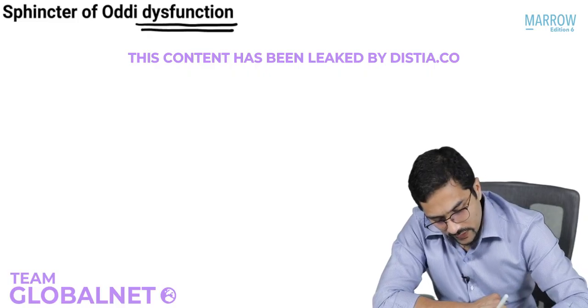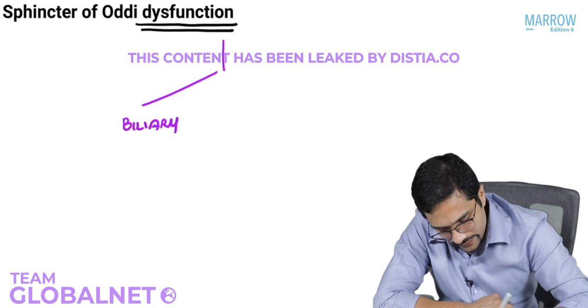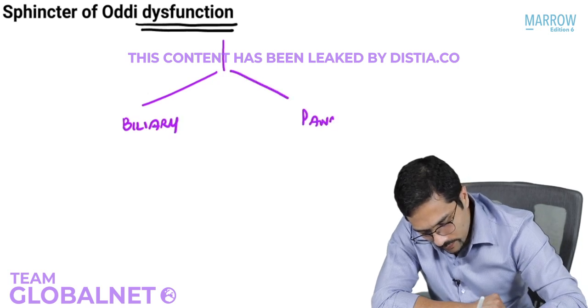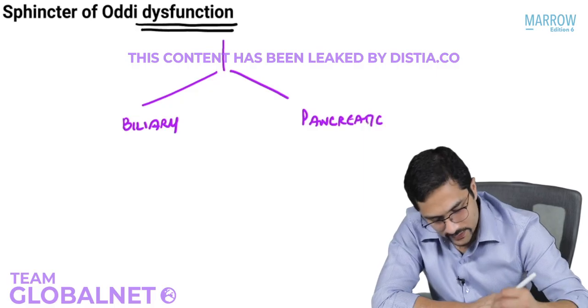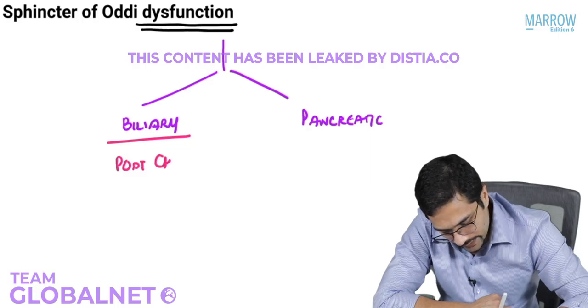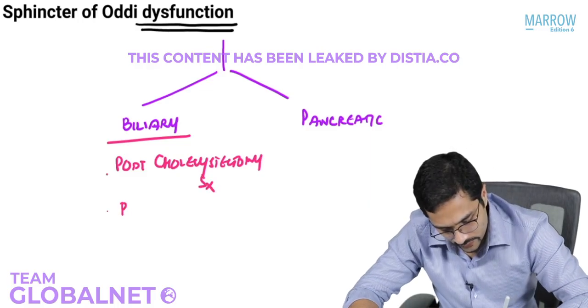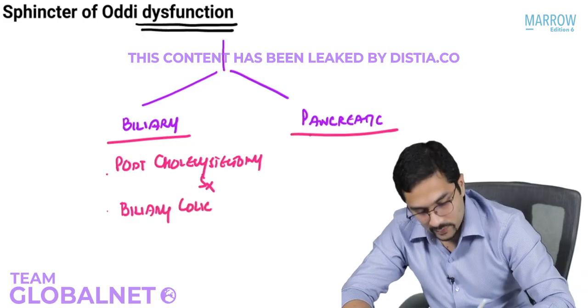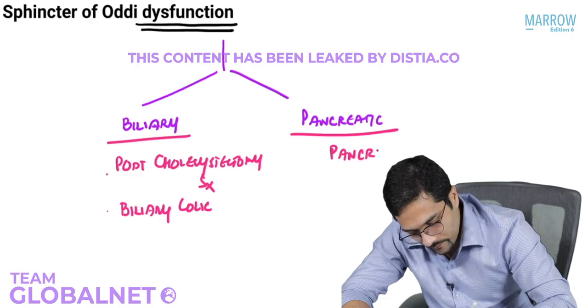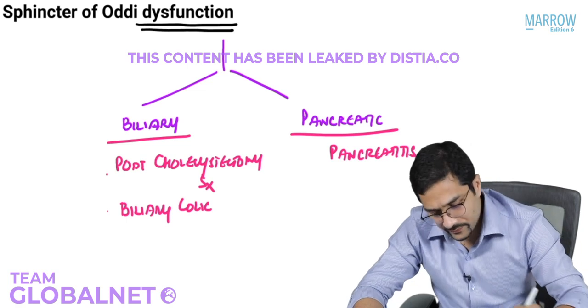Now, sphincter of Oddi dysfunction can give rise to biliary symptoms, or it can give rise to pancreatic symptoms. The biliary symptoms are that the patient is going to present with post-cholecystectomy syndrome, which I just explained to you, or they can present with biliary colic. Whereas patients who have the pancreatic symptoms can present with features of pancreatitis, and there can be raised pancreatic enzymes as well.